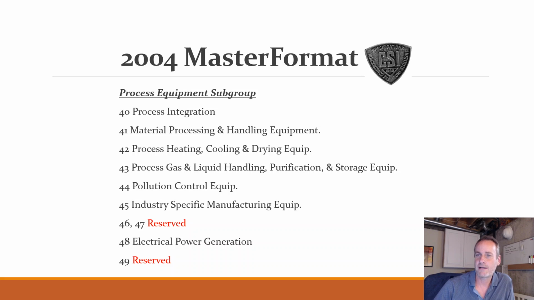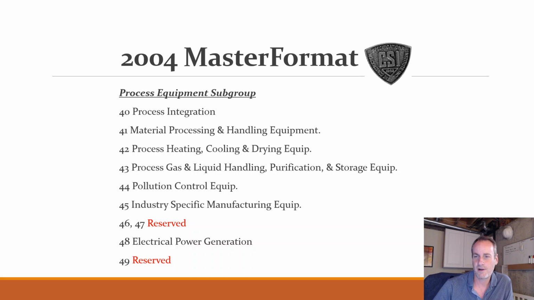And then rounding it out, we also have our process equipment subgroup, and you can read through those as well. Now you can see it goes to 49. It means there's 50 because we did add that 0 in there as well with the general requirements. So that's what it looks like for the MasterFormat.